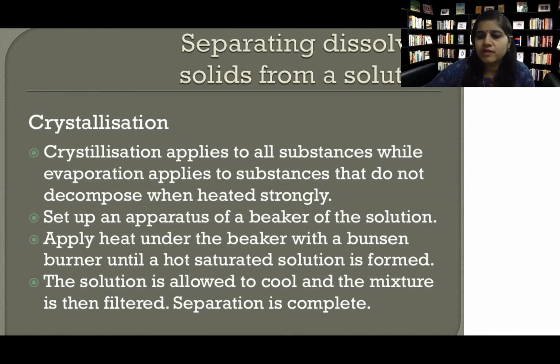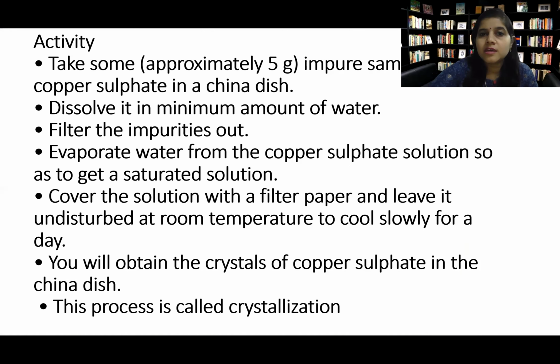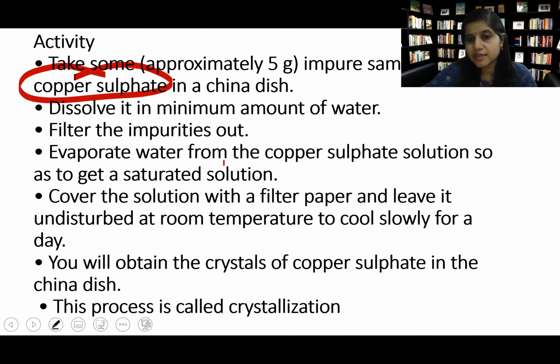So what we will do in this activity, we take an impure sample, like a sample of copper sulfate or a sample of potash alum, in a china dish and dissolve it in a minimum amount of water. Take the water and dissolve copper sulfate, or if you are taking potash alum, you can dissolve potash alum also in water. Filter the impurities.